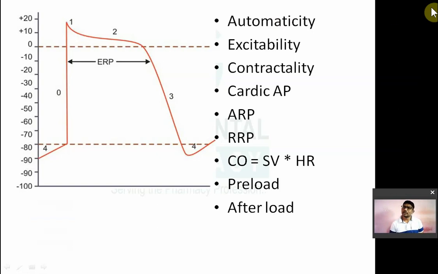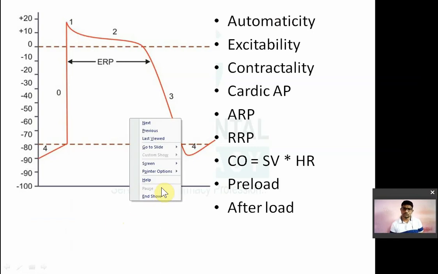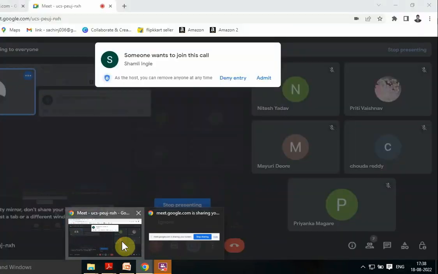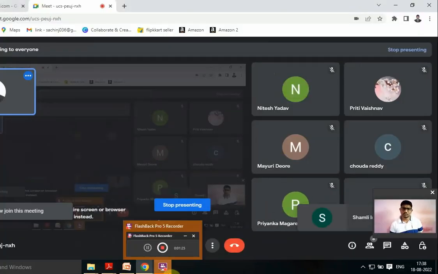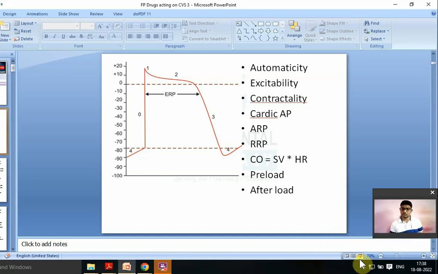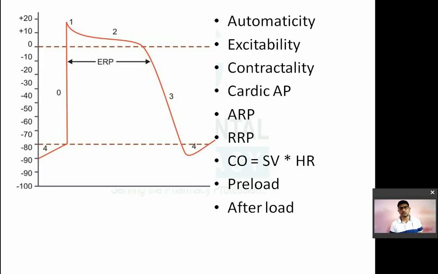First of all, there is a little bit of difference between your normal cell and your cardiac cell. And what is the difference? Cardiac cells undergo spontaneous depolarization, whereas normal cells get excited or contract when there is a stimulus, a neuronal or nervous stimulus.